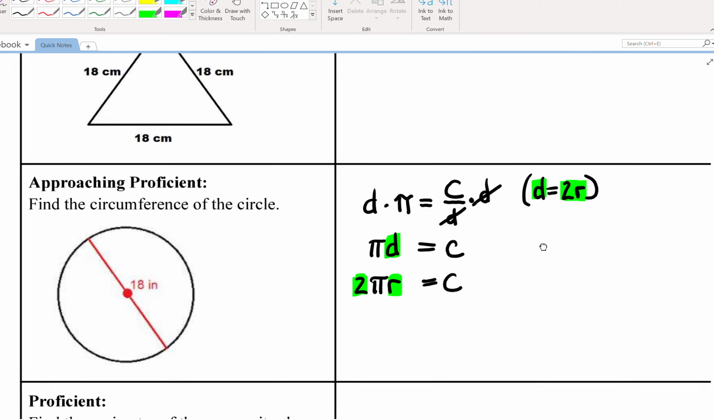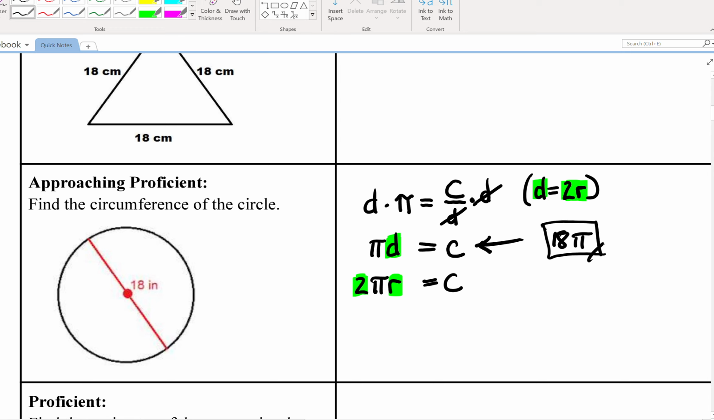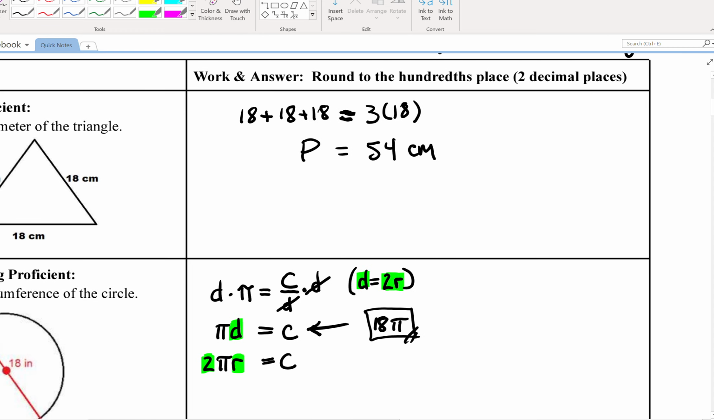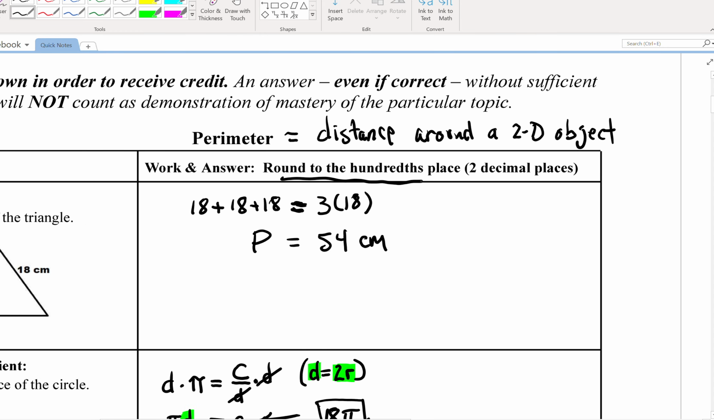Now, in this case, we're given the diameter. It's just 18. And so we would use this formula, because we know the diameter, and that would just be 18 inches times pi. This would be the exact value, except they have asked us to round to the hundredths place, or 2 decimal places.